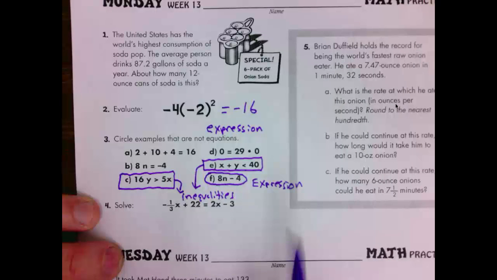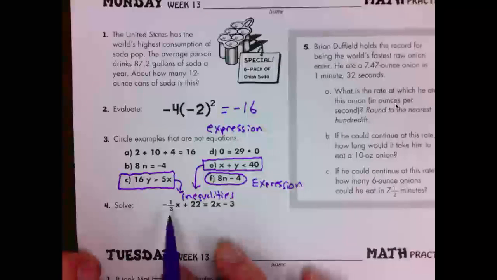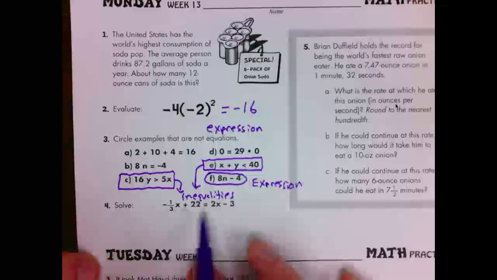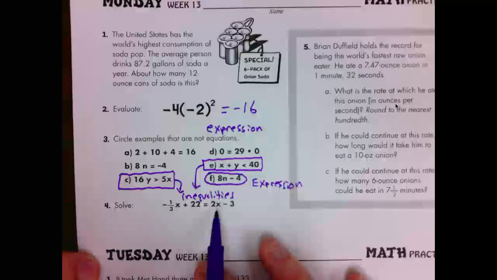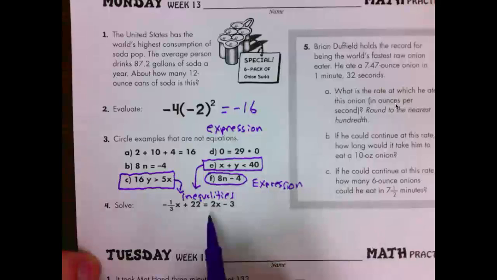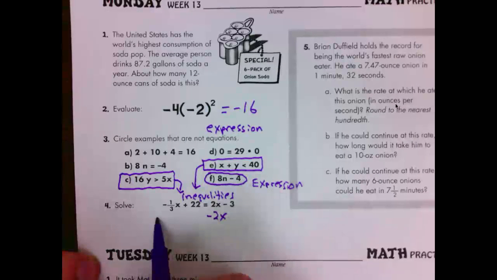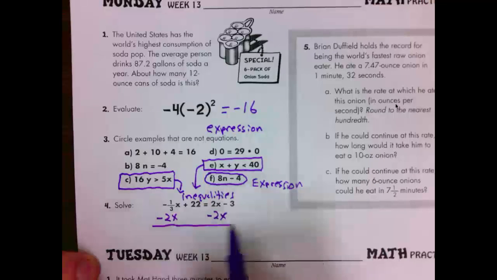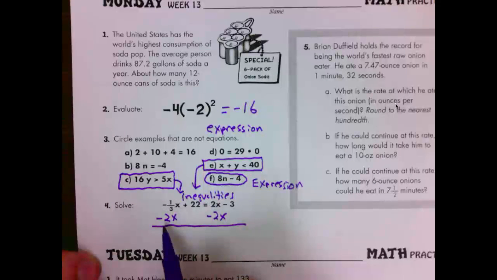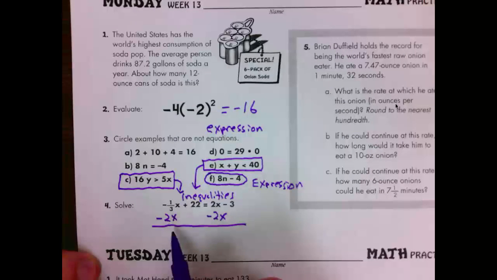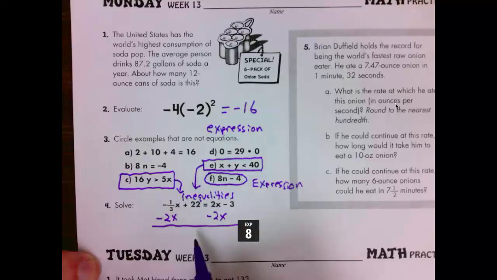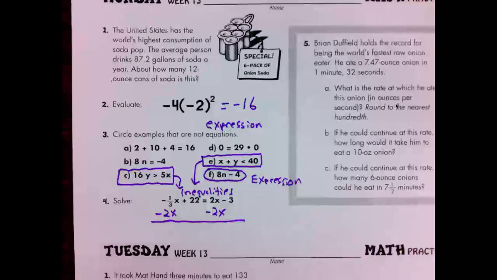All right, number 4 says solve. Well, we have variables on both sides. When we have that, we simply need to eliminate one of our variables. In this case, we could subtract 2x on both sides to begin with. Use your calculator to do this subtraction, and then you should be okay from here. I'll leave the rest of number 4 to you. Number 5 is pretty straightforward. I'll leave that for you as well. Skipping down to Tuesday.